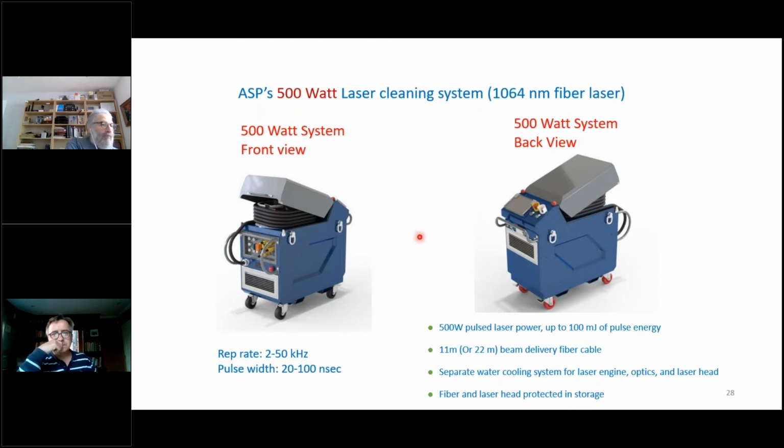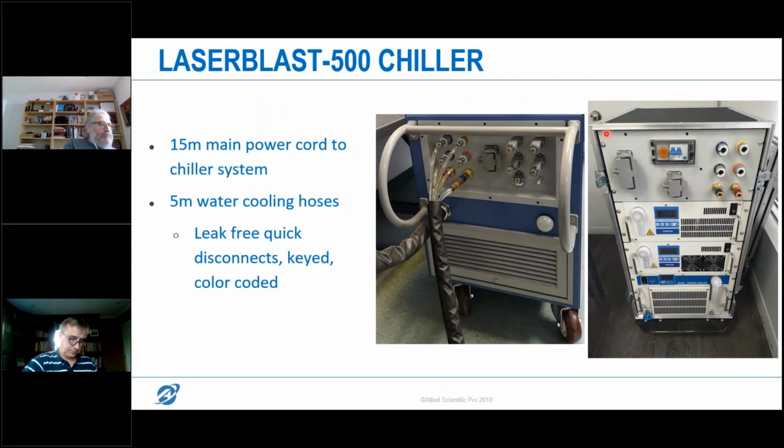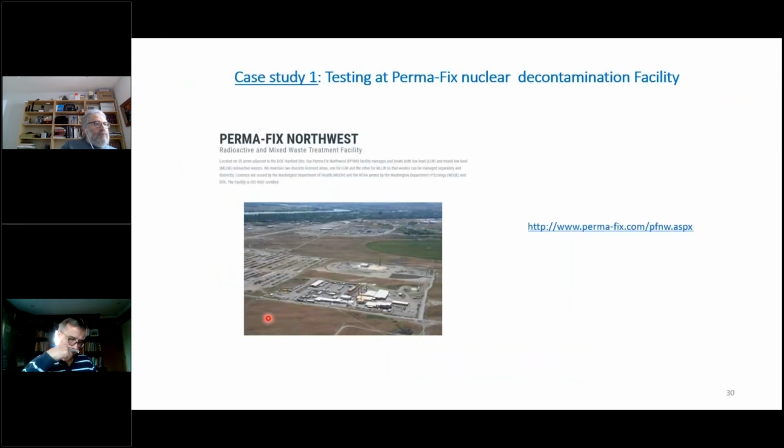And these are some of the features. You can also lift it. You can see there are some lifting hooks on its side. Here you can see the picture of the chiller for this laser. 15-meter main power cord to the chiller system, leak-free, quick disconnects, keyed color codes. So these are all the features of the 500-watt system.